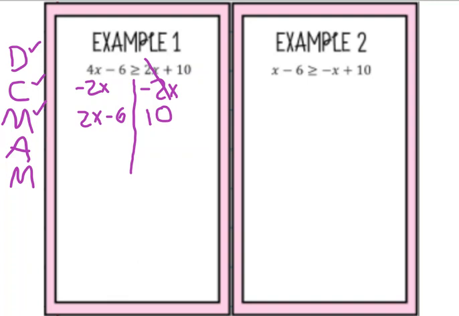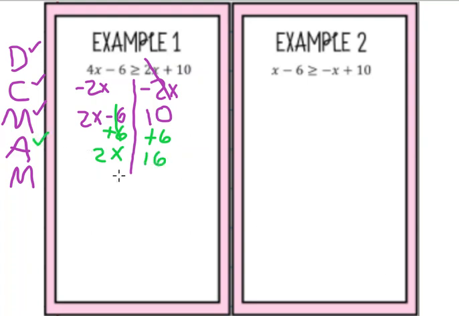My next step is add or subtract. So I always want to do the opposite. This is a minus 6. So the opposite of a minus 6 is a plus 6. And those are going to cancel out and leave me with 2x. Whatever I do to one side, I still have to do to the other side. 10 plus 6 will give me 16. And I'm done with add or subtract.